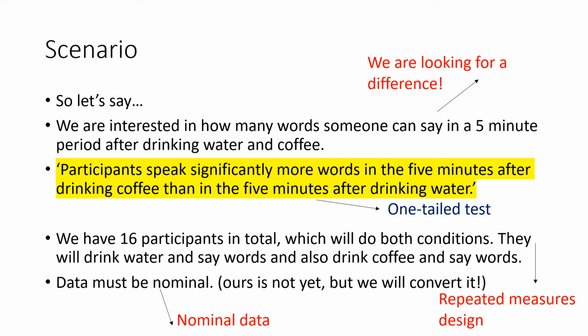So we have 16 participants in total in our study. They both do the two conditions. So it's not they do one and then someone else does the other. They are both doing the water condition and the coffee condition. Also, the data must be nominal. To conduct a sign test, it has to be nominal as well. That's another requirement. Ours isn't yet. We're going to have a look at this data set and we will convert it.